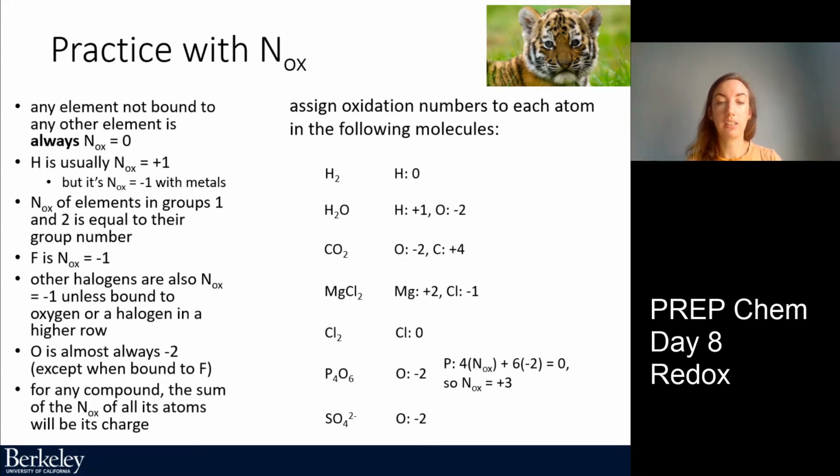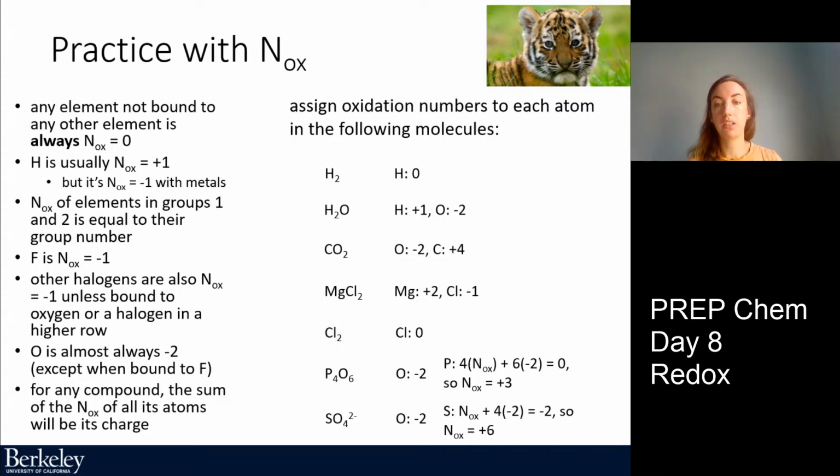And then we're going to do exactly the same thing as we did above. So we're going to say the oxidation number of sulfur, there's only one of it, plus 4 times the oxidation number of oxygen, since there's 4 oxygens, will equal our total net charge of our molecule, which is -2. So that means our oxidation number of sulfur will be +6.